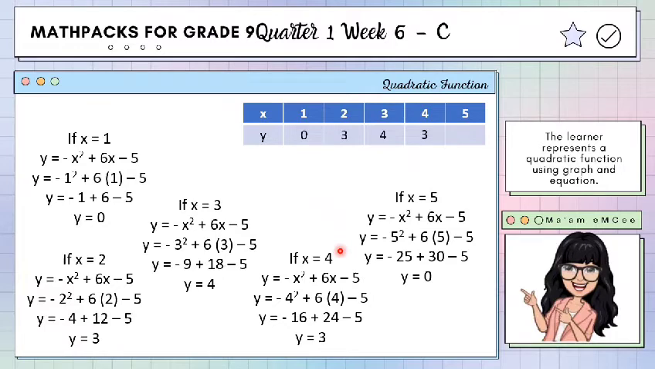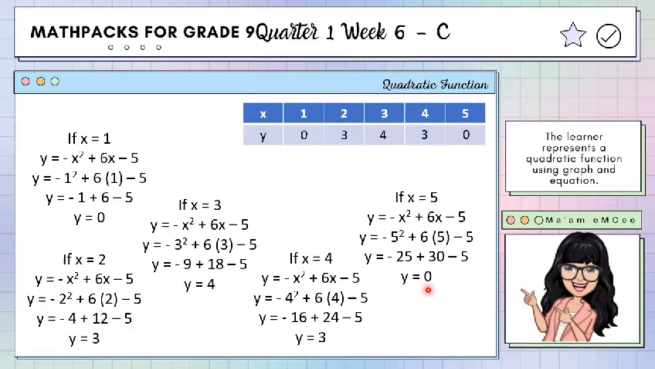And then lastly, we have x is equal to 5. Substitute again the value of x, which is equal to 5, into our quadratic function, y is equal to negative x squared plus 6x minus 5. Then we get y is equal to 0.